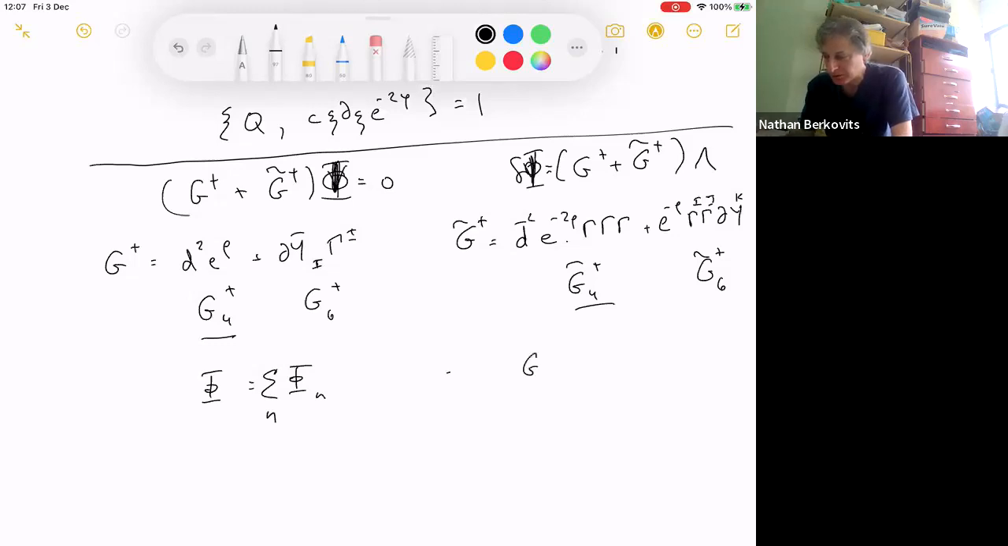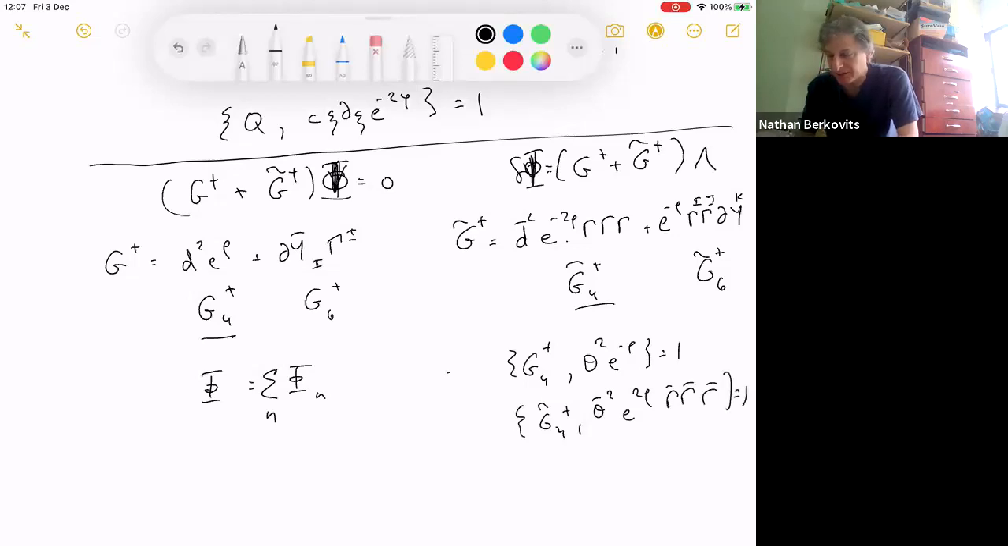So G4 plus with theta squared e to the minus rho equals 1. And similarly, G tilde 4 plus you can invert. In this case, it's theta bar squared e to the 2 rho gamma bar. That means that you can simplify the description, but now instead of having 1 field as we had before, which was just a single picture, you need 3. So it turns out you can gauge away everything but phi minus 1, phi 0, and phi 1.